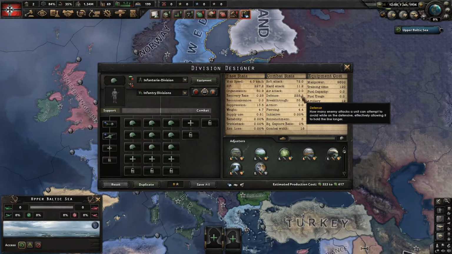So for instance, if you play with the Soviet Union and you anticipate the attack of Germany, then a high defense is very good because it will help you hold the line and not get the Germans running straight through your country.